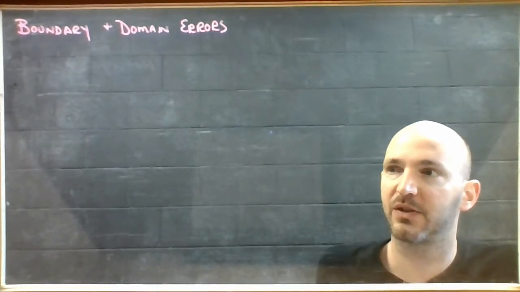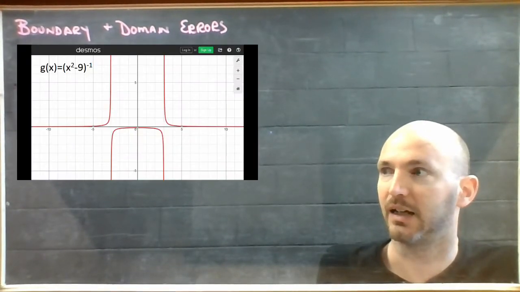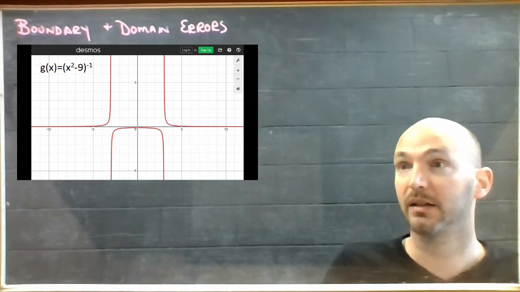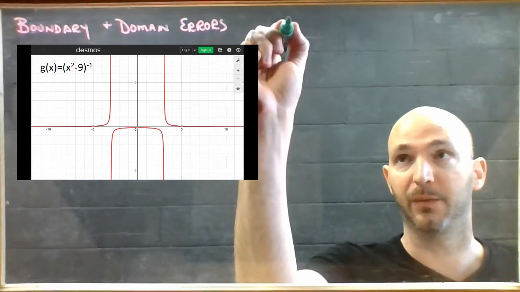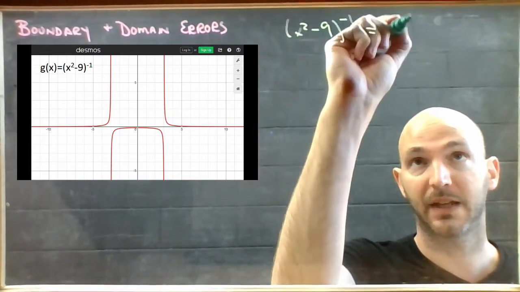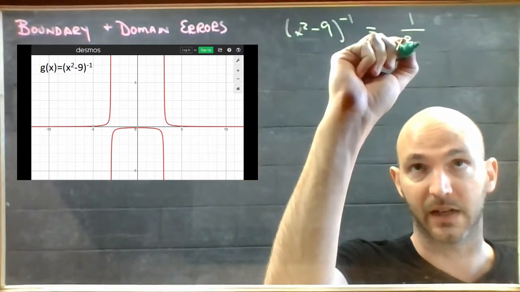So if I switch to the next one, I end up with 1 over x squared minus 9. So let me just write that up for you as well. x squared minus 9 to the negative 1 is the same thing as 1 over x squared minus 9.